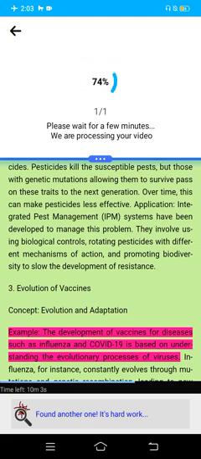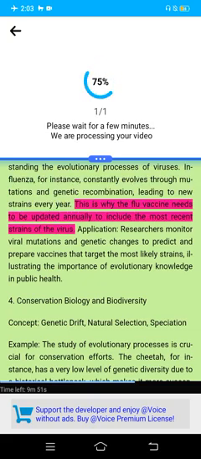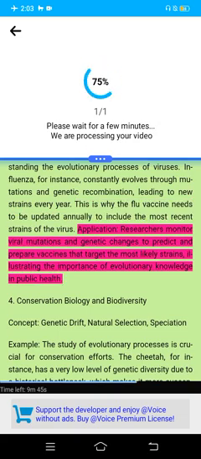Example: the development of vaccines for diseases such as influenza and COVID-19 is based on understanding the evolutionary processes of viruses. Influenza, for instance, constantly evolves through mutations and genetic recombination, leading to new strains every year. This is why the flu vaccine needs to be updated annually to include the most recent strains of the virus. Application: researchers monitor viral mutations and genetic changes to predict and prepare vaccines that target the most likely strains, illustrating the importance of evolutionary knowledge in public health.